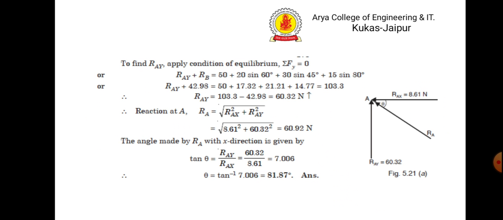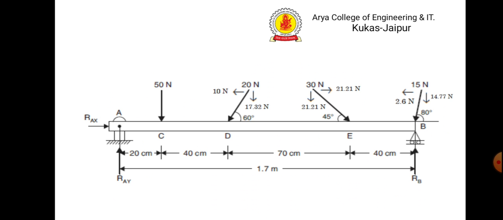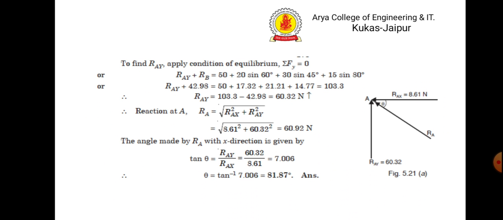Now for Ray, we will apply summation of Fy equals 0. According to this, the vertical forces upward will be Ray plus RB, and the vertically downward forces will be 50 plus 17.32 plus 21.21 plus 14.77. All these are vertically downward. If we put the values in this equation, then Ray will be equal to 60.32 Newton. It is positive, so the upward direction we assumed is right.